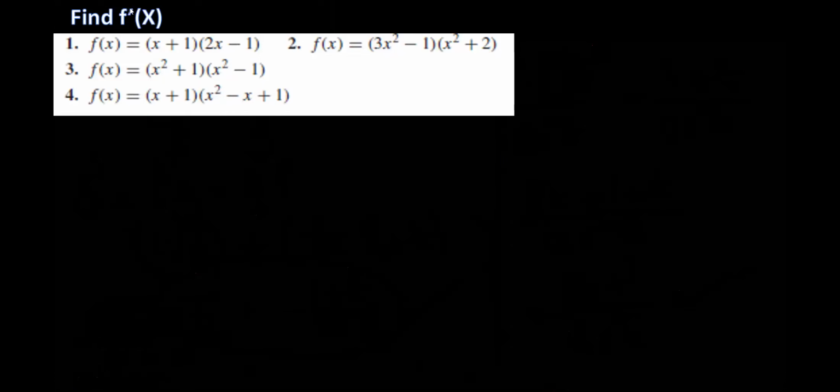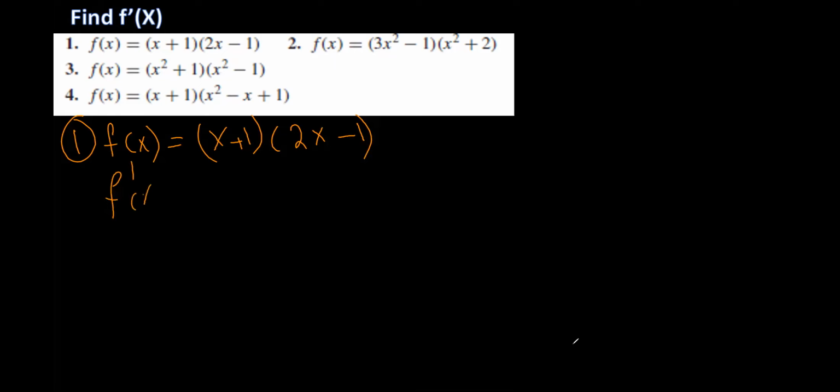Now we have some examples from your book. I want to find f prime of x. Now, let's start with the first one. f of x is x plus 1 times 2x minus 1. I want now to find f prime of x.